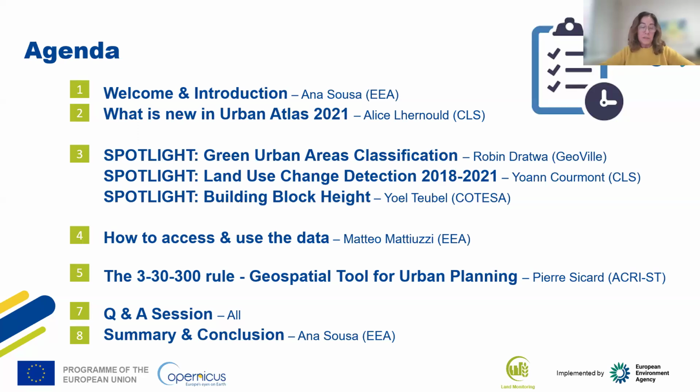After that, we will give you some information on where to access the data, because we are now moving to storing data also in the Copernicus data space ecosystem, as in other places. We are still in the transition phase with some uncertainties, but we are getting there. We will show you after a real-world application of Urban Atlas, together with other data sets, showcasing the implementation of the 3-30-300 rule, together with the geospatial tool for urban planning that applies that rule.